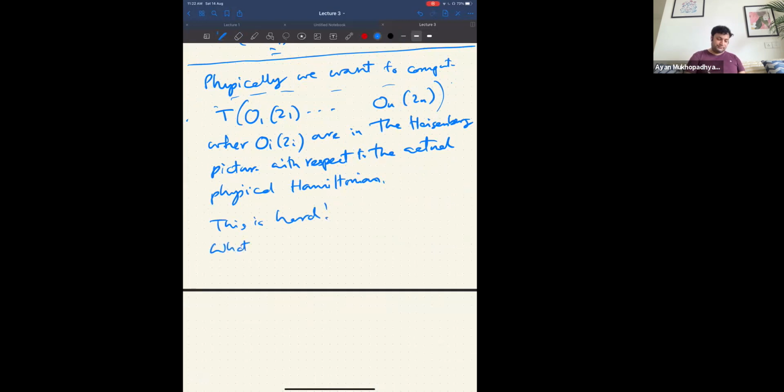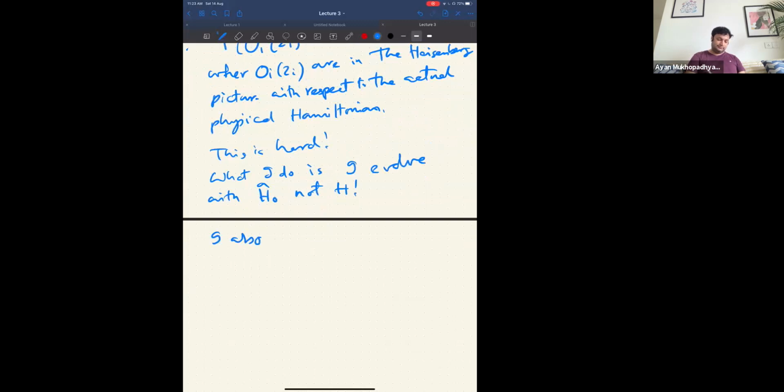So what I do is I evolve with H0, not H. And I assume, okay, something of that kind. Here you can have time dependence or not, doesn't matter. I mean, everything can be time dependent here. This is not very important for us, this time dependence.